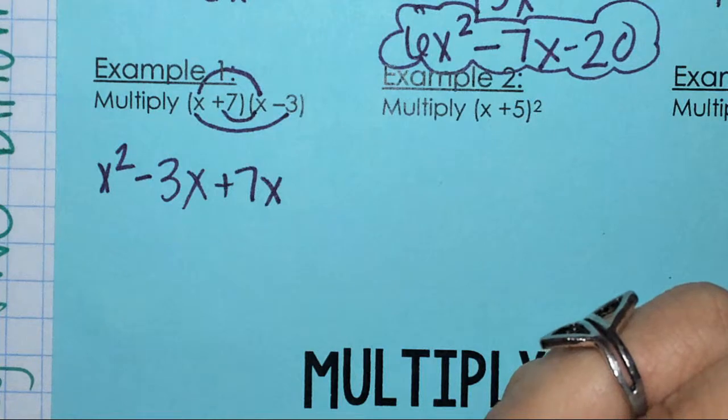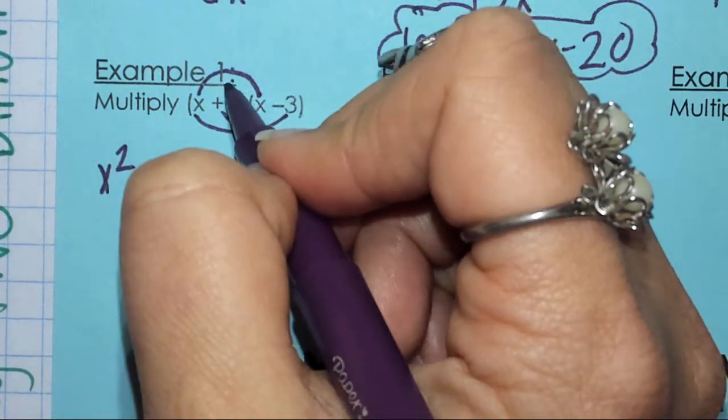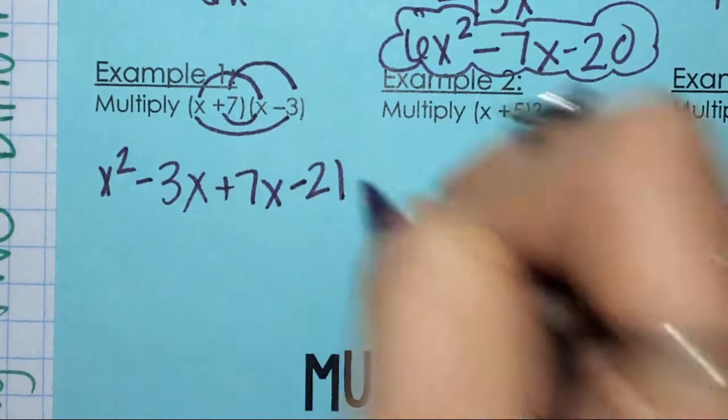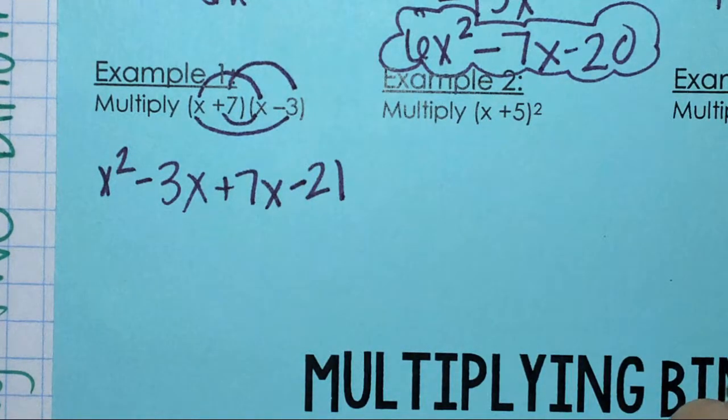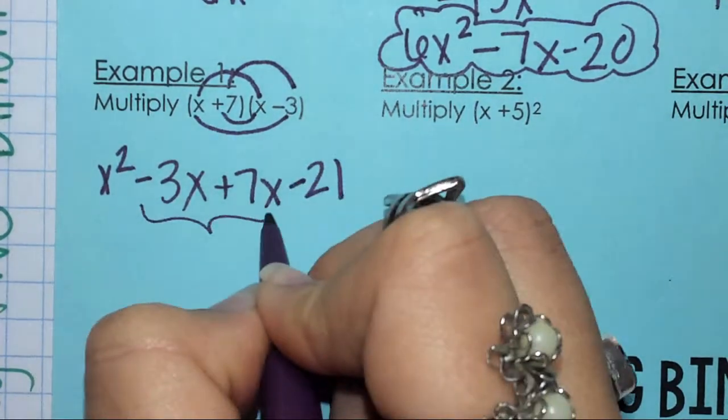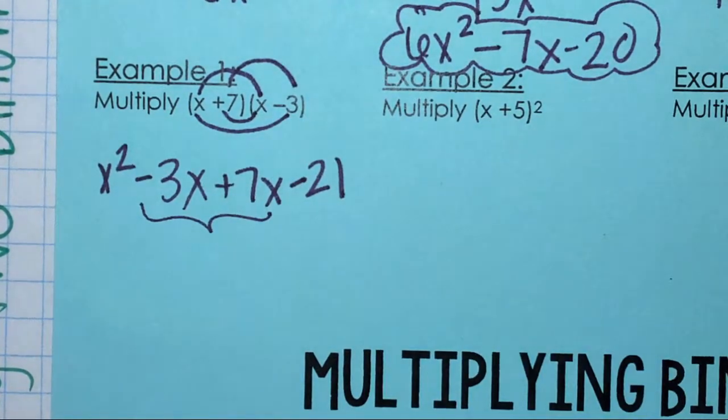And what's our last step? Last, 7 times negative 3, and that's negative 21. Are we done? No. We have to combine like terms. And it's always the two terms in the middle. That's how you know you did it right.